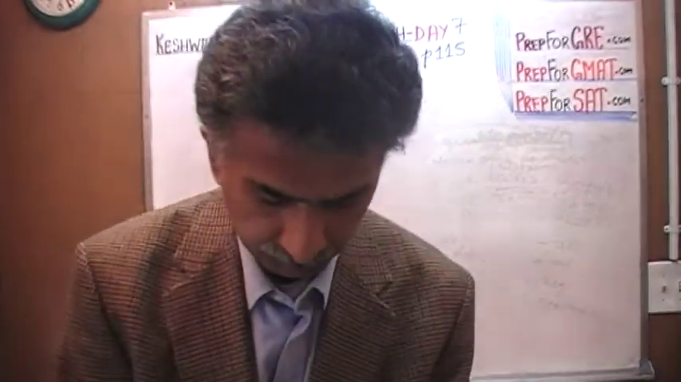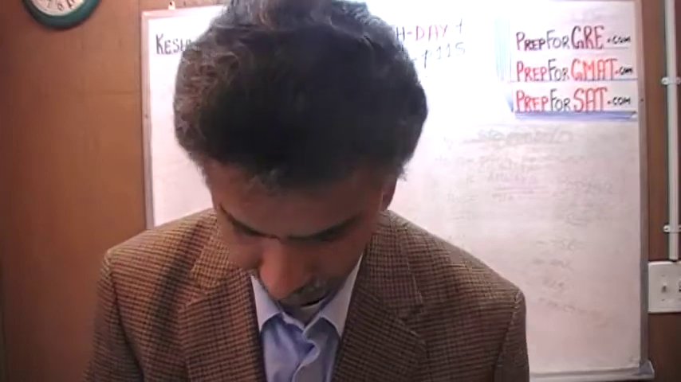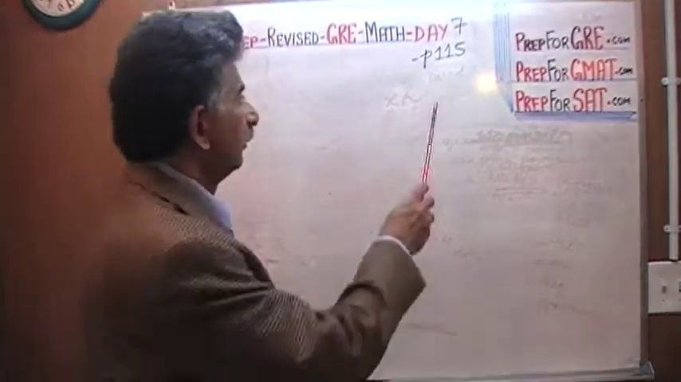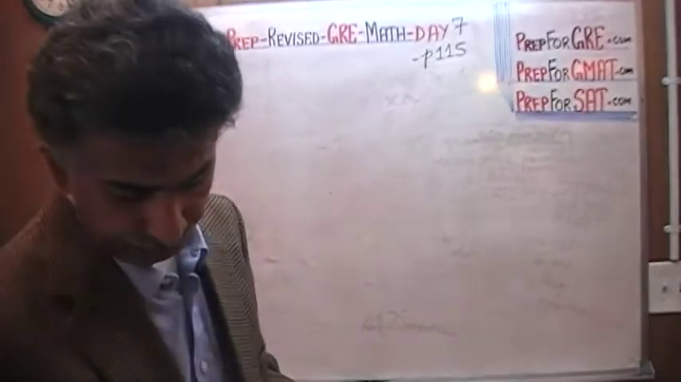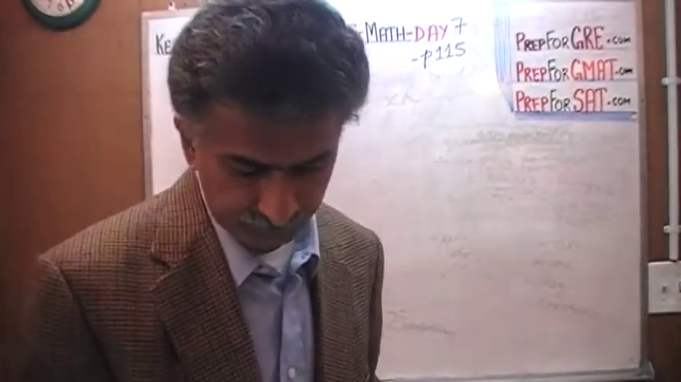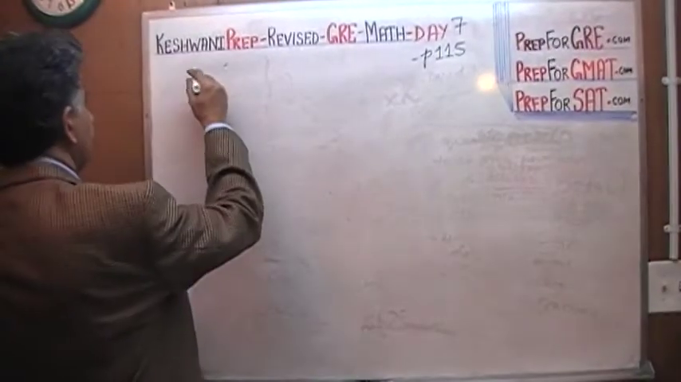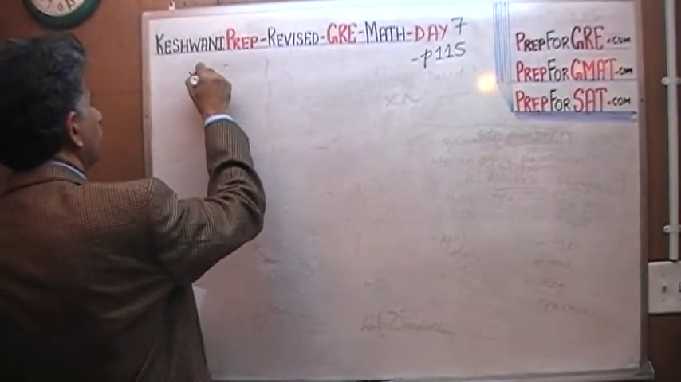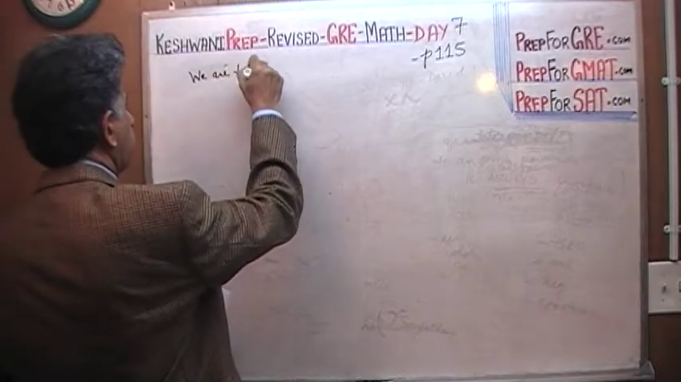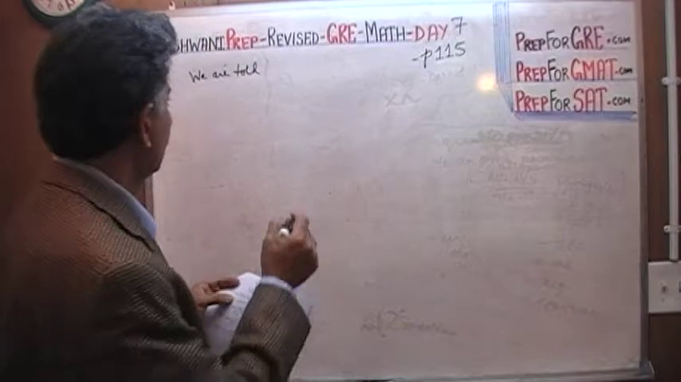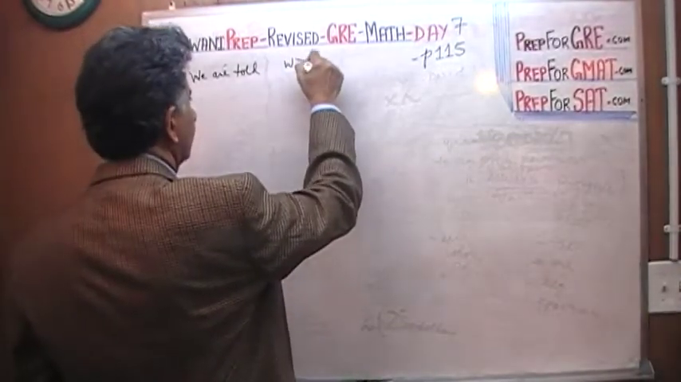The problem that I'm about to solve is the one that you're going to find on page number 115. Page 115. This is today's day number 7. Let's take a look at it. This is the problem at the bottom of the page there. We are told that W is more than 1. That's what we are told.